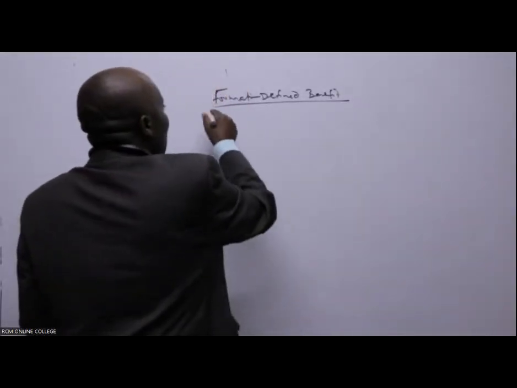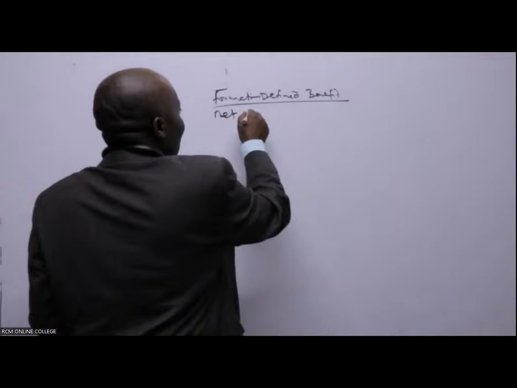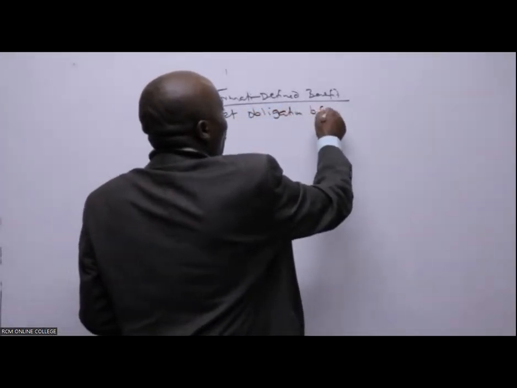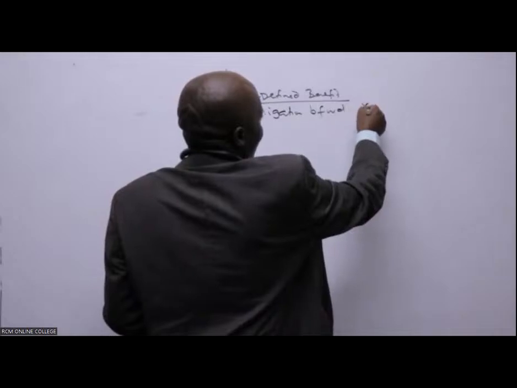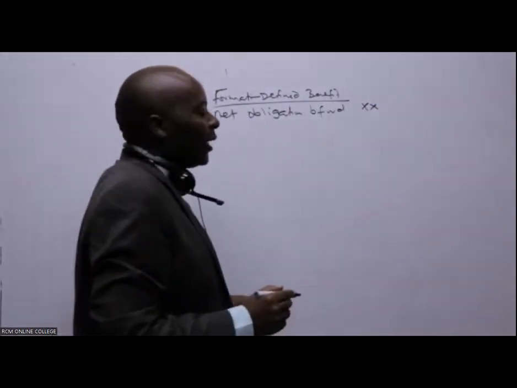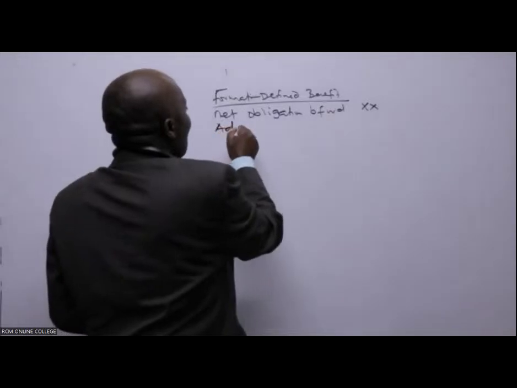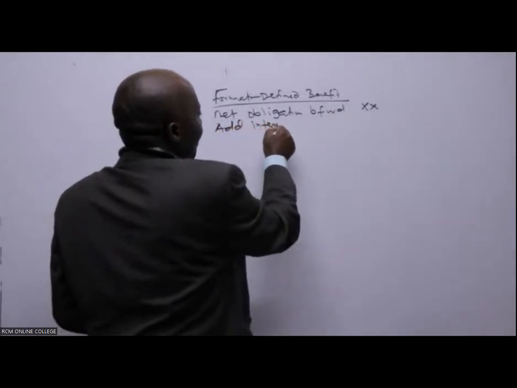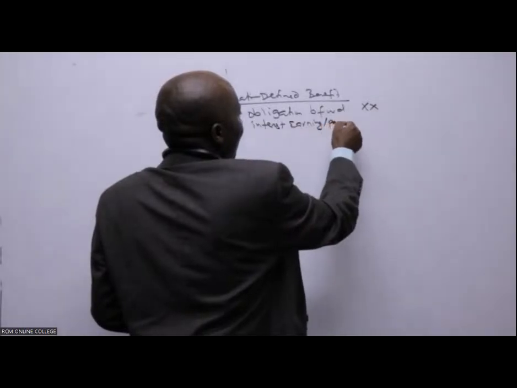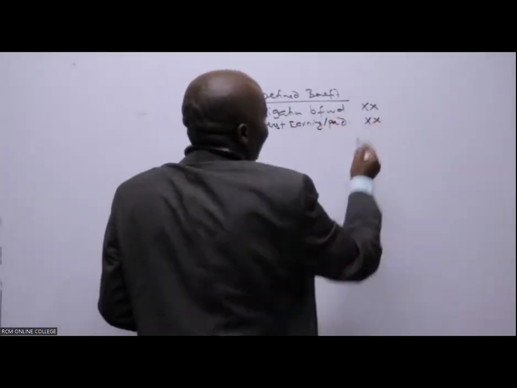Of course, we'll start with net obligation. Net obligation brought forward. So we have there our net obligation brought forward. And then we come and add what here? We add interest earned or to be paid here.